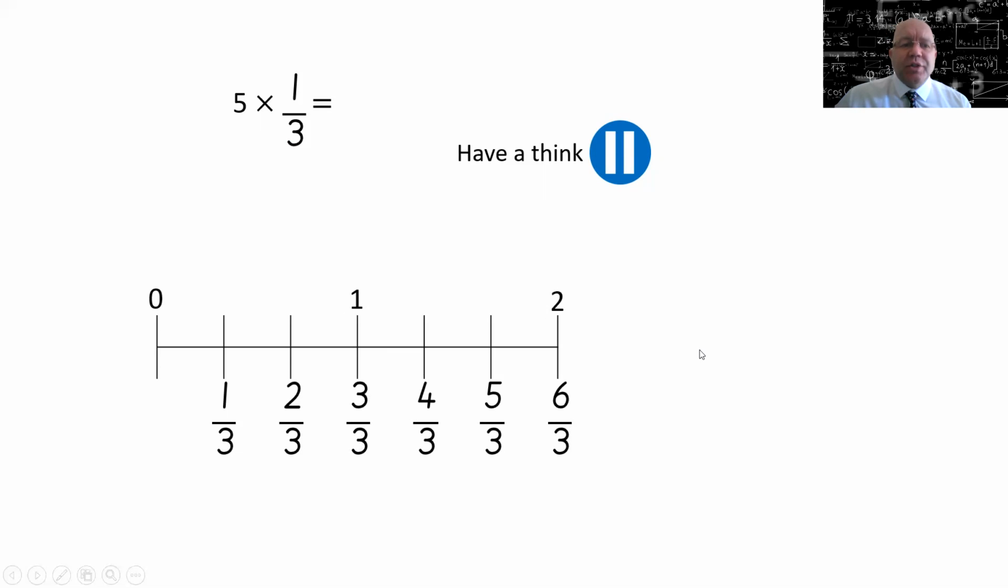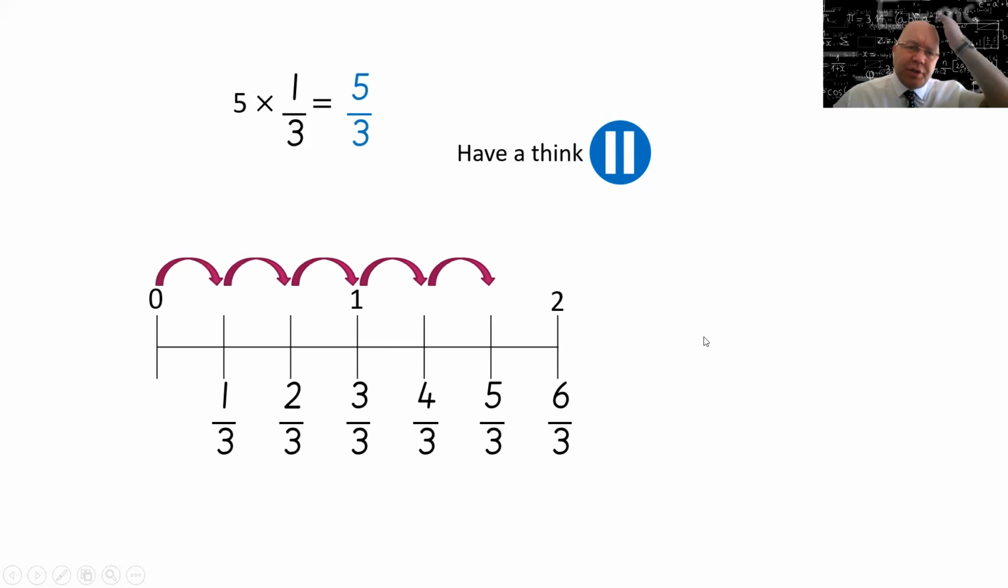So what about 5 lots of a third? Well, there's 1, 2, 3, 4, 5. Okay, so 5 lots of 1/3 is 5/3. And we can turn that improper fraction into 1 and 2/3.